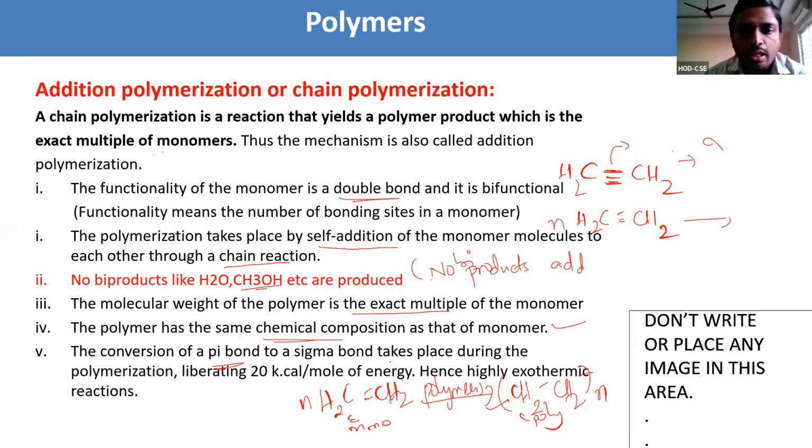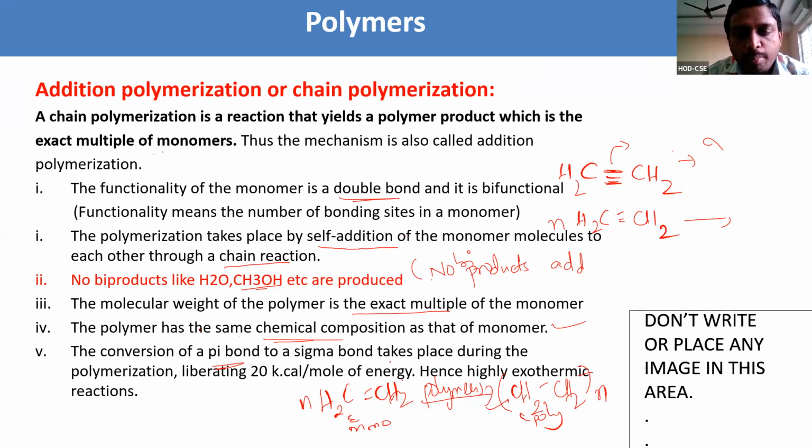During this process, the monomers join each other through a chain reaction. There are no byproducts obtained. No byproducts are formed in addition polymerization. The molecular weight of the polymer is an exact multiple of the monomer. The same chemical composition is maintained during the entire reaction, and it is an exothermic reaction.